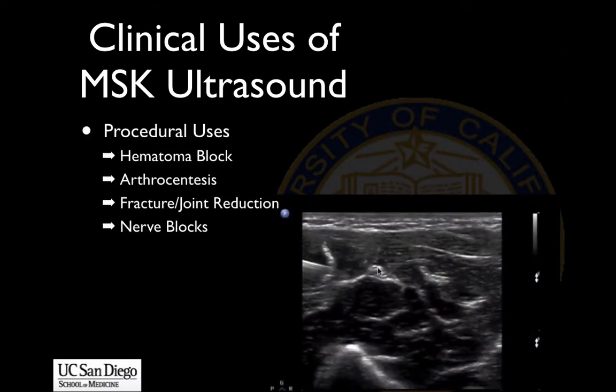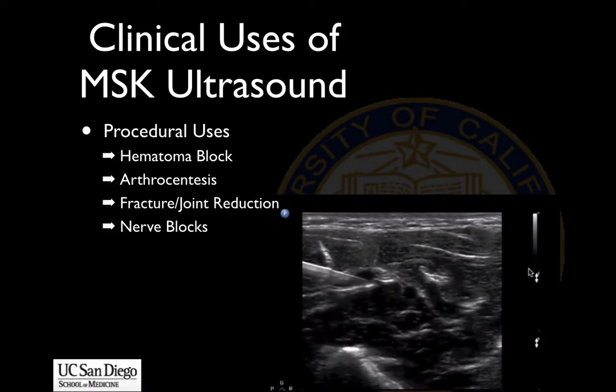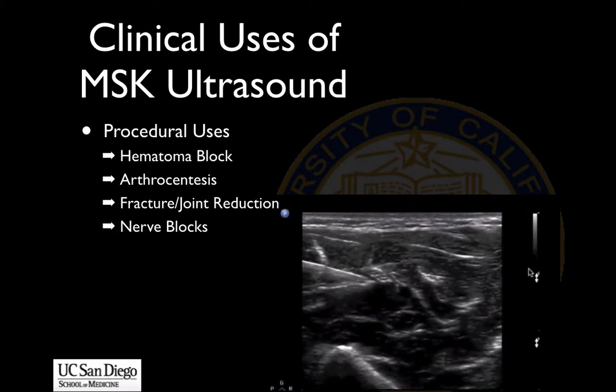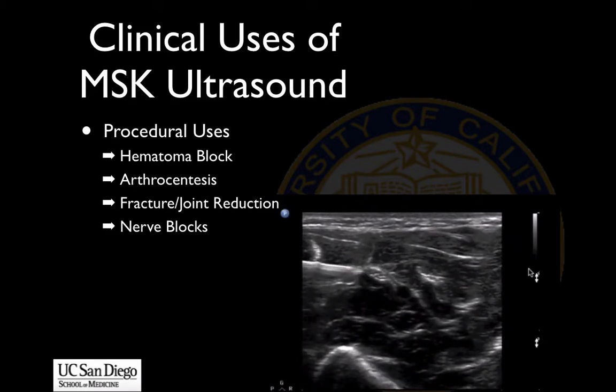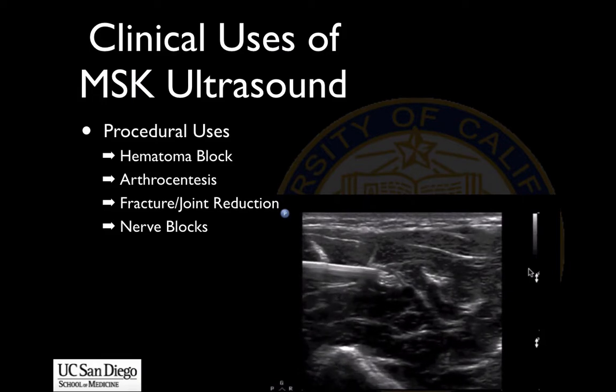Furthermore, ultrasound has always been useful in guiding various procedures, and this is also true in the musculoskeletal setting. It may be utilized in hematoma blocks for anesthesia of a fracture, or for joint fluid aspiration, or for confirmation of a reduced fracture or dislocation. Additionally, as demonstrated in the video clip, ultrasound may also be used to visualize nerves to increase the success rate of nerve blocks.